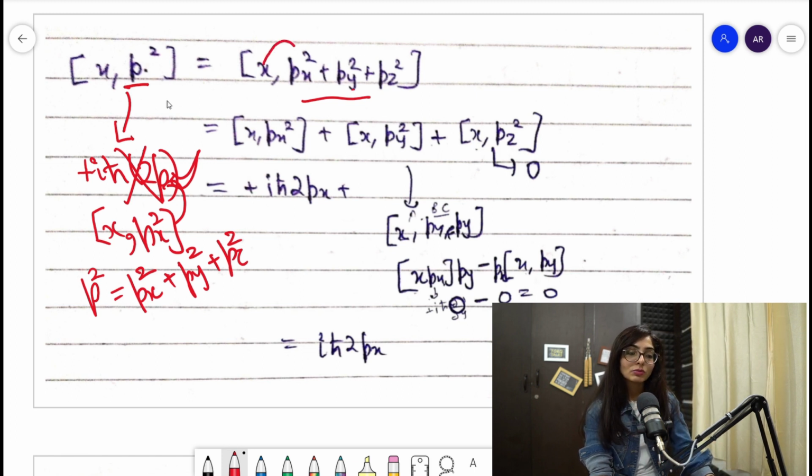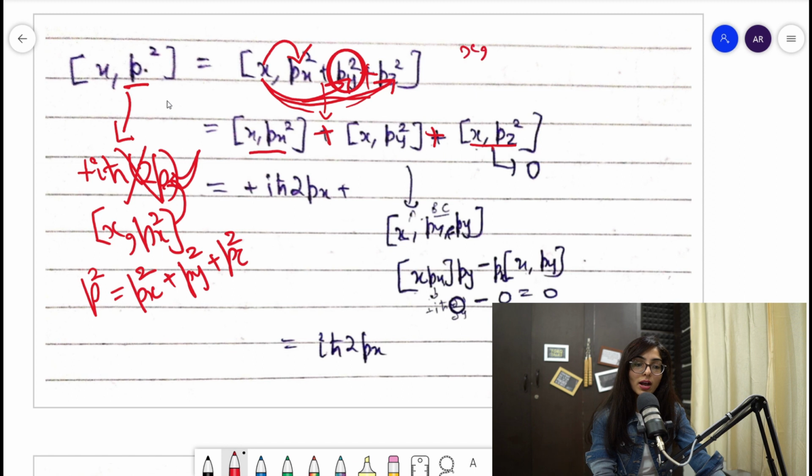So I'll take this pair, then I'll take this pair, and then I'll take the third pair. Clear? So if I take x comma px square, I will write x comma px square plus, and then the second term, x comma py square. Clear? Plus, and another term, x with pz square, so you will write x with pz square.